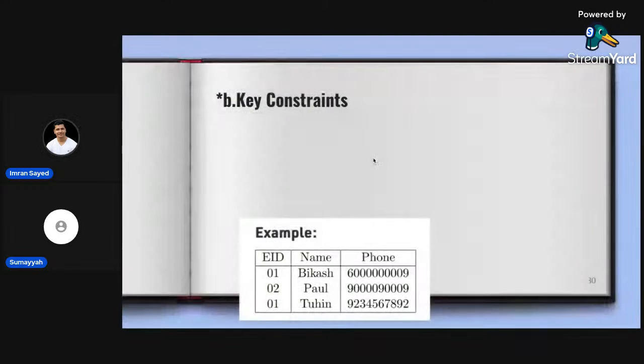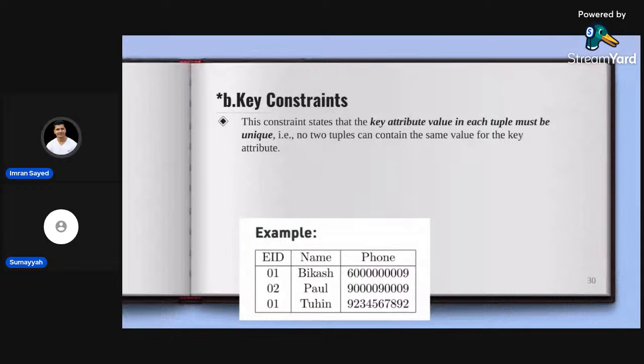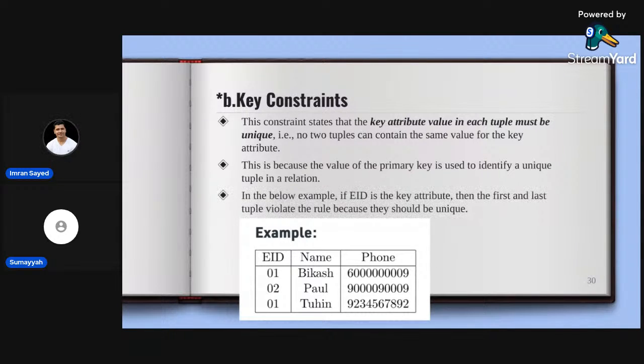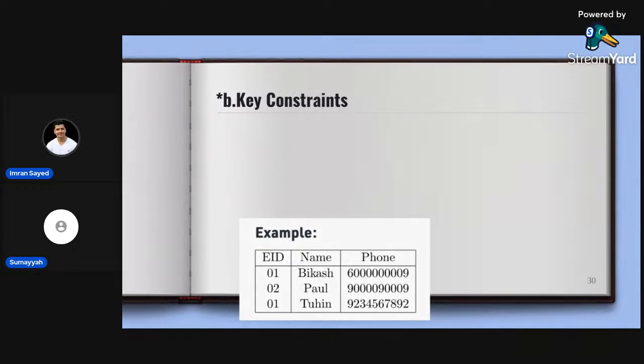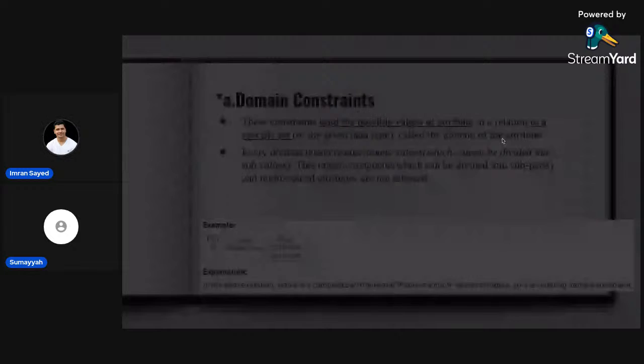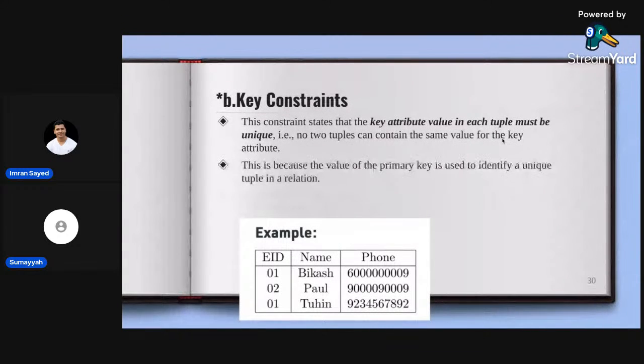Then in key constraint, each key must be unique. This is because the value of the primary key is used to identify a unique tuple in the relation. So key must be unique. That's just an explanation. So for domain, we have to remember it has to be atomic, and it binds the possible values of attribute with the domain. Key has to be unique.